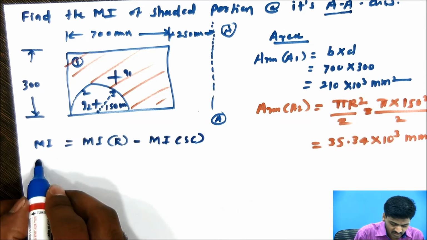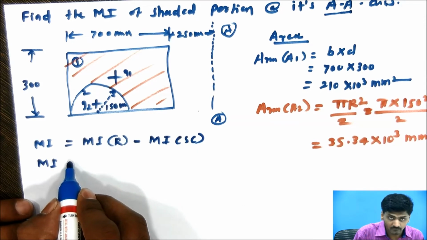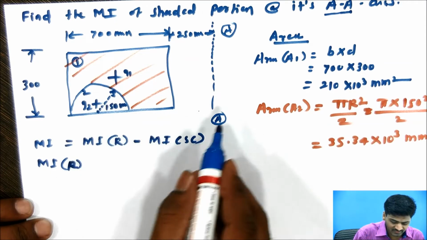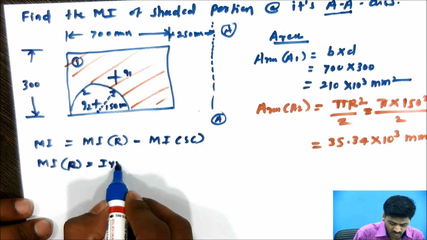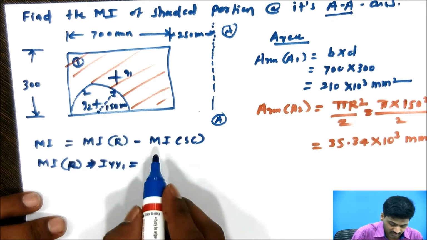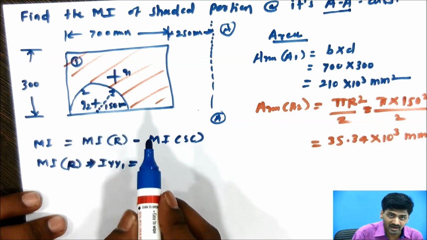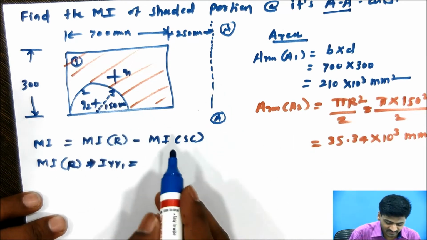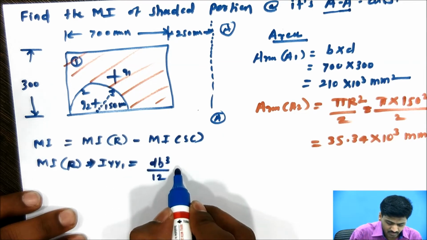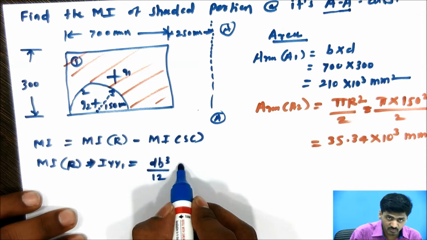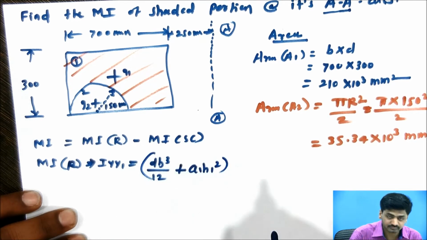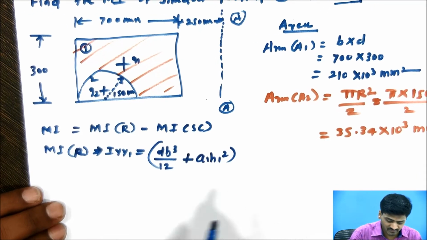Now the moment of inertia of rectangle, that is R, you may consider now IYY1 is equal to, so the formula of IYY along the y-axis, that is dB cube by 12 plus the product A1 H1 square. What is the formula for semicircle?